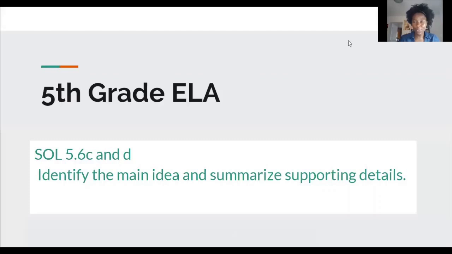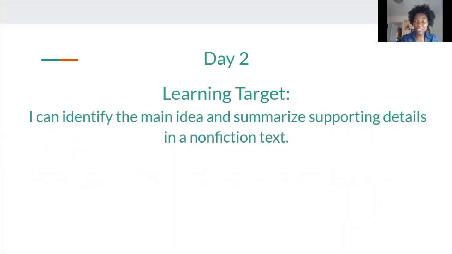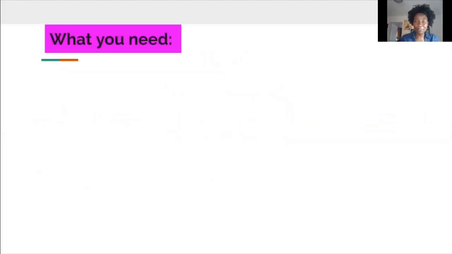Our lesson focus for today, SOL 5.6C and D. Identify the main idea and summarize supporting details. Our learning target: I can identify the main idea and summarize supporting details in a non-fiction text.